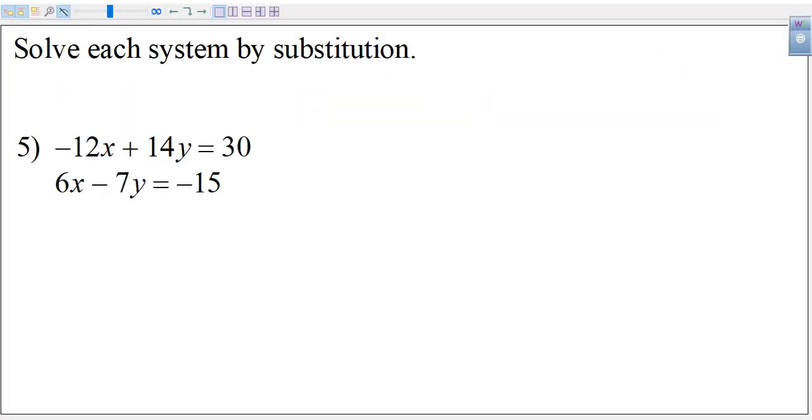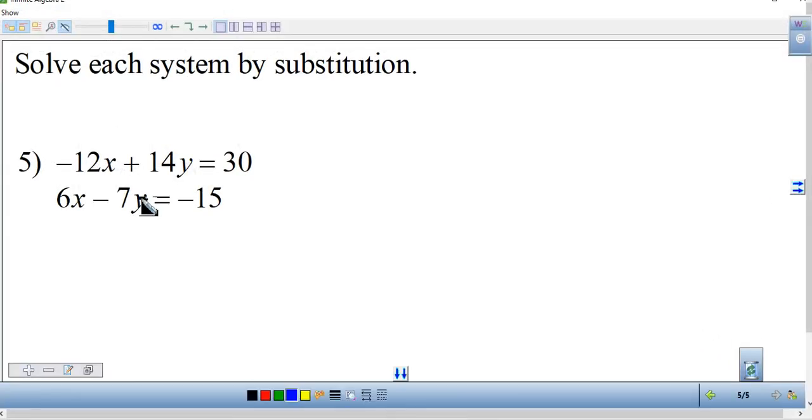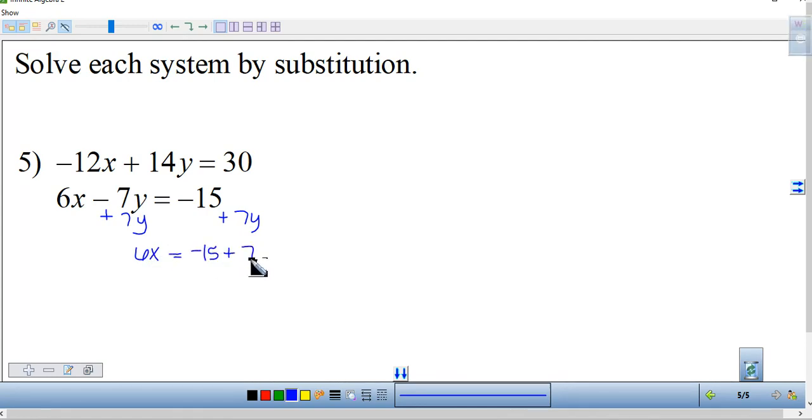In number 5, there isn't an easy variable to solve for. All of them have a coefficient, and so I have to just choose one. It really doesn't matter which one you choose. I'm going to choose x in the second equation. In order to solve for x in this second equation, I'll start by adding 7y. So I get 6x equals -15 plus 7y.